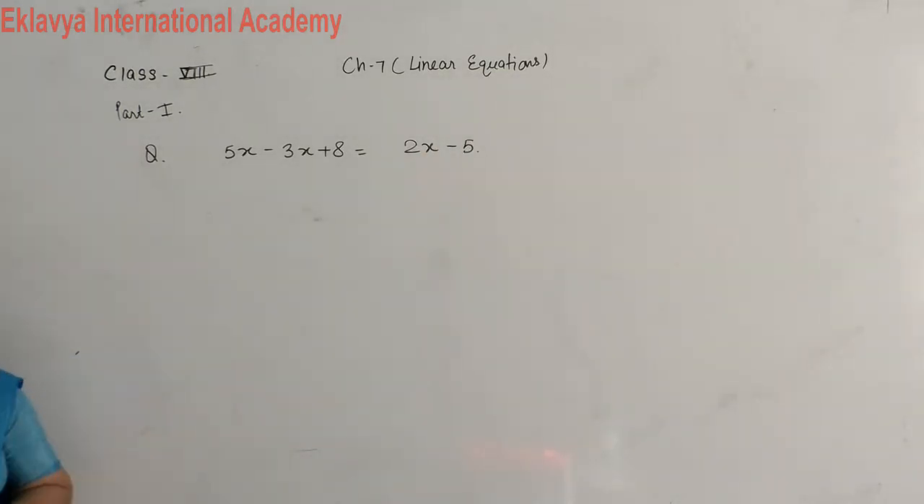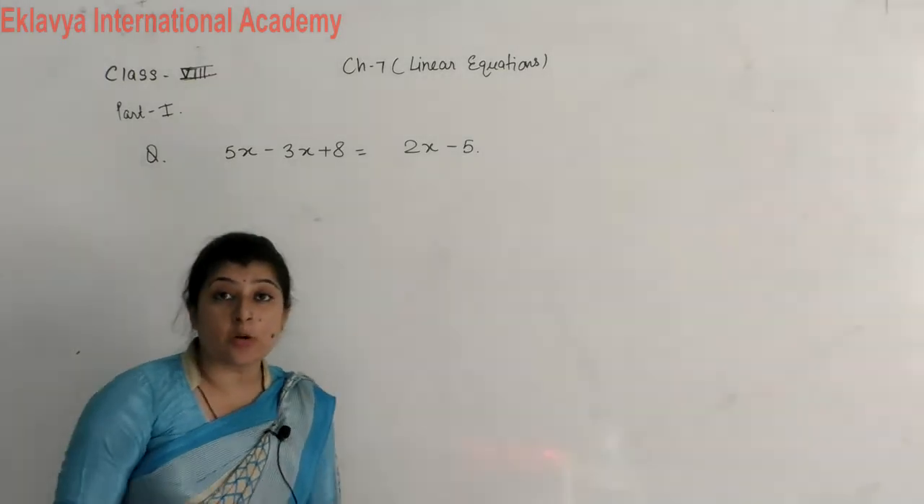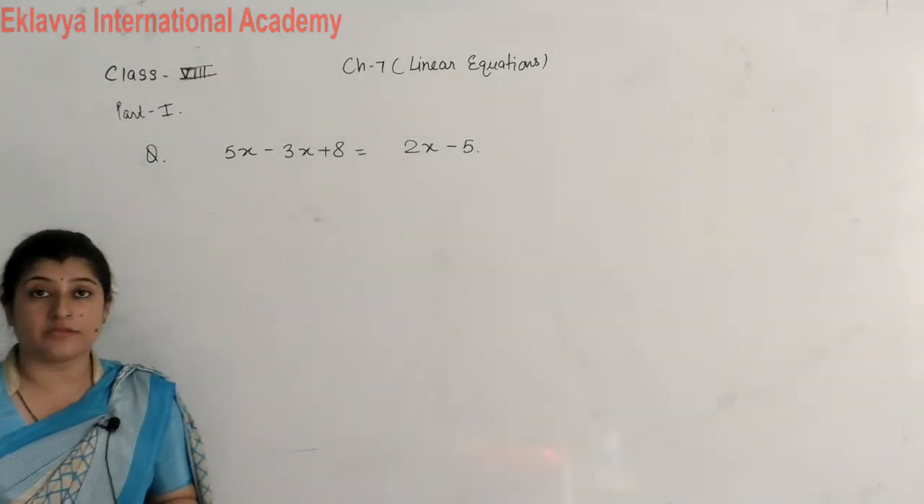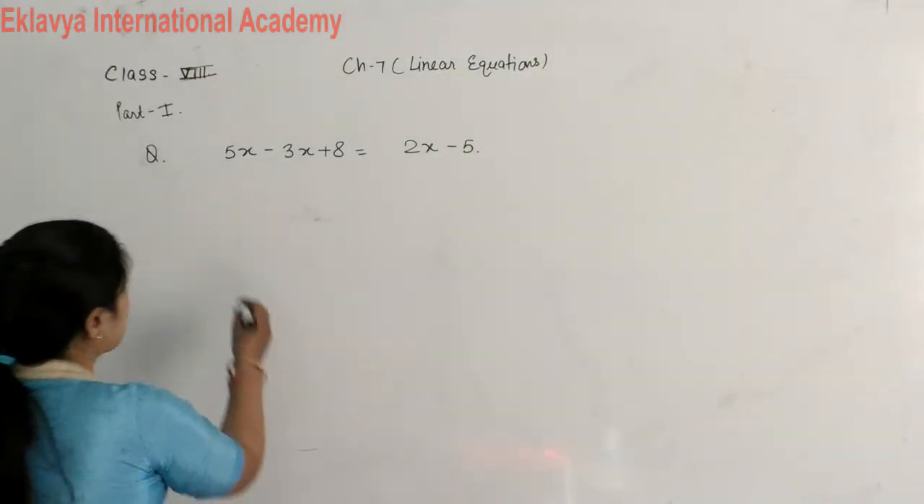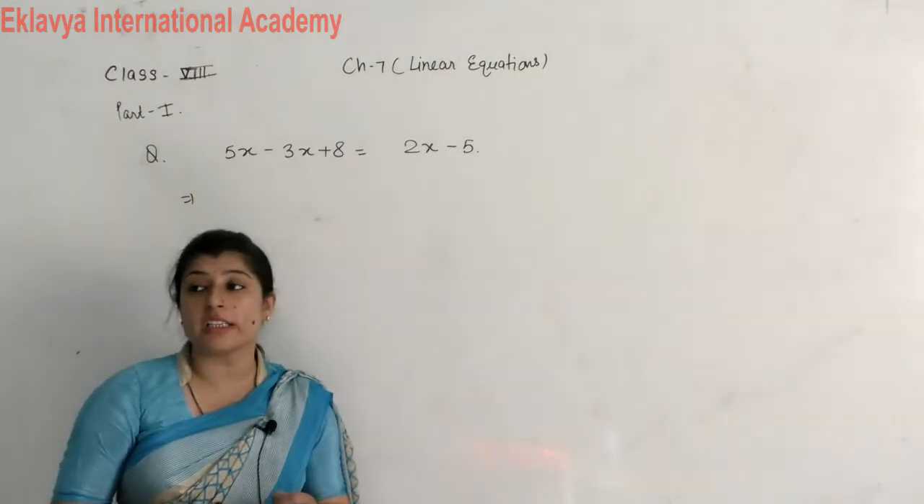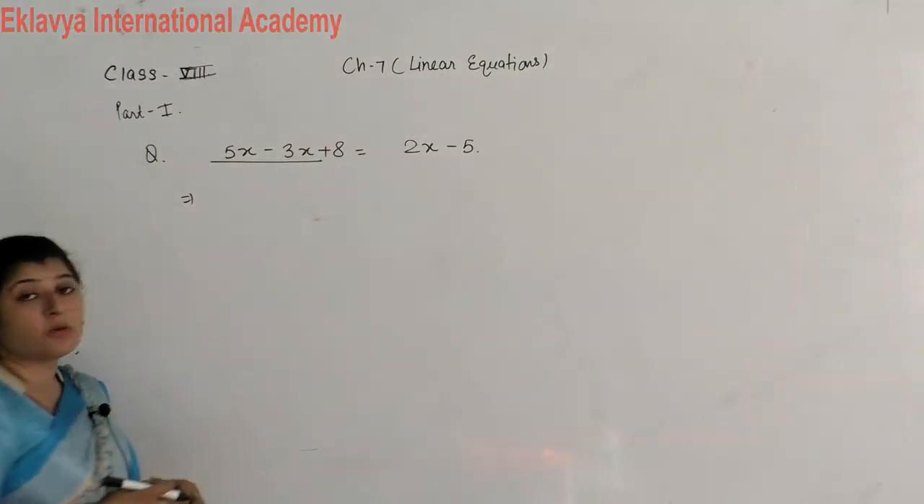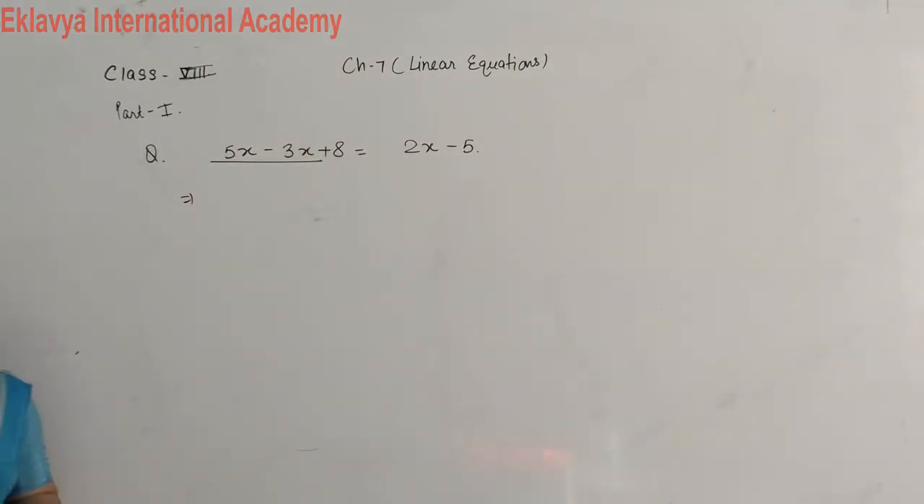5x minus 3x plus 8 is equal to 2x minus 5. We can solve the like terms only. We know this very well, so see how to solve. By addition or subtraction, we will solve only the like terms. Firstly, on the left hand side there are two like terms, 5x minus 3x.